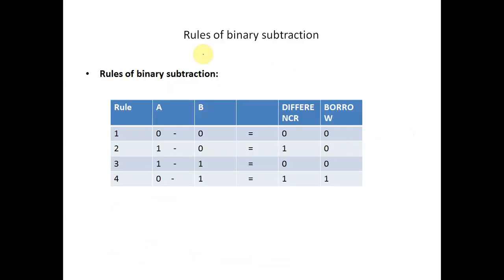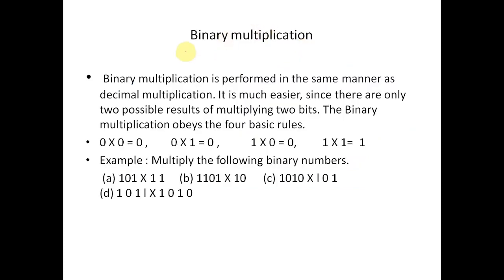These are rules of binary subtraction. Now the next method is binary multiplication. Binary multiplication is performed in the same manner as decimal multiplication. It is much easier since there are only two possible results of multiplying two bits. Binary multiplication follows four basic rules.